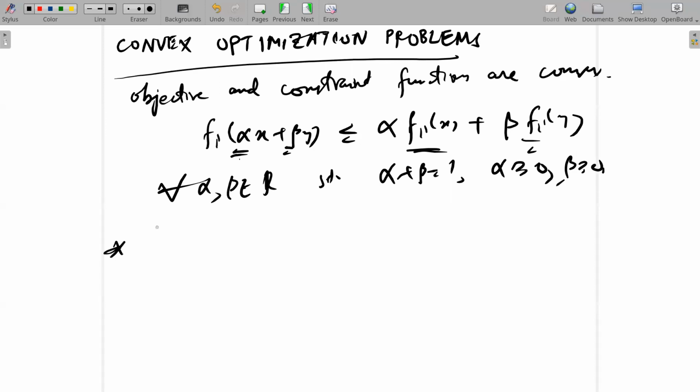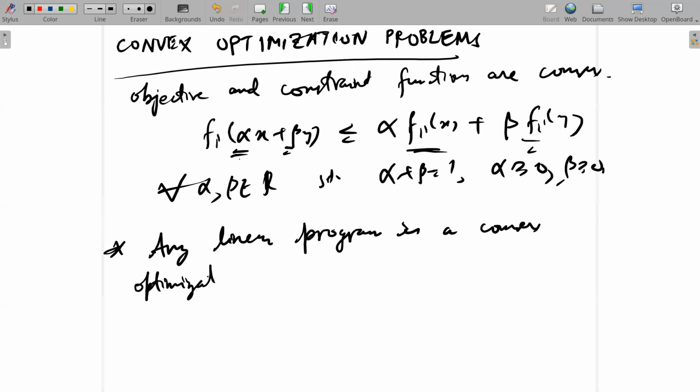And immediately you can see this inequality I can always replace by an equality, and by appropriate scaling, saying that α + β is 1 is not necessary if I assume f_i is linear. So any linear program is in fact a convex optimization problem. It's just a matter of replacing this inequality by an equality. So it's contained in here.